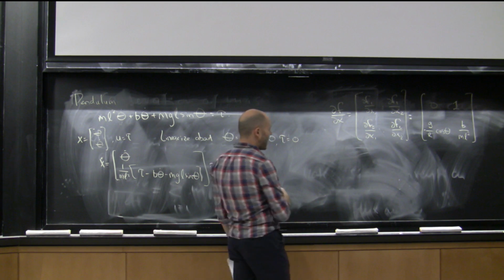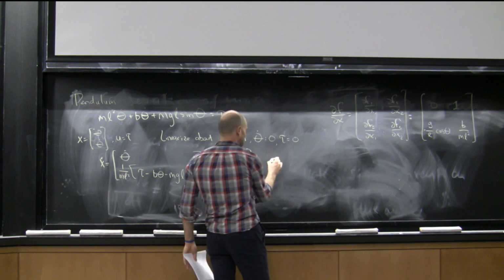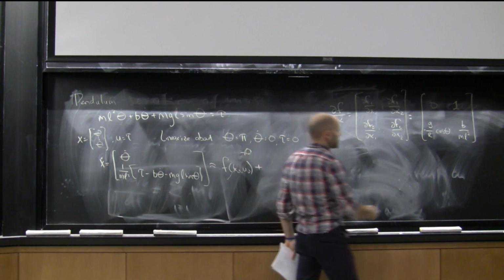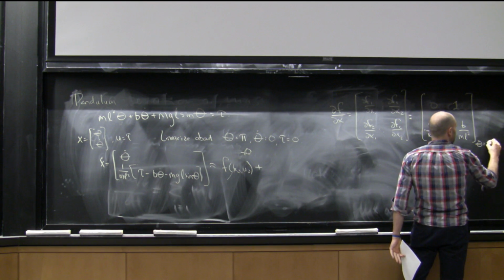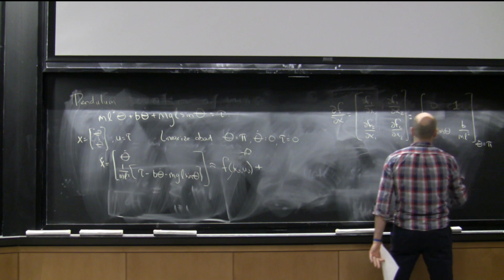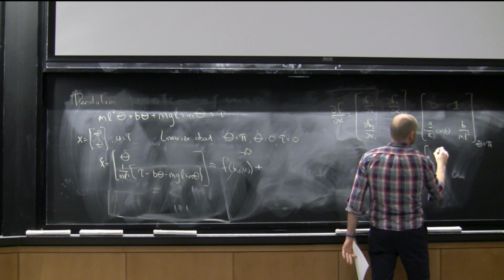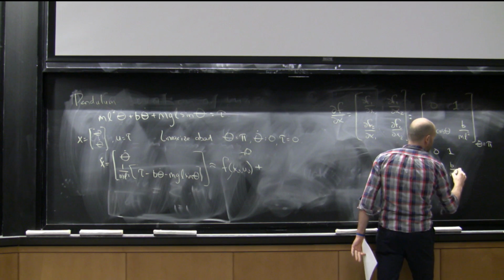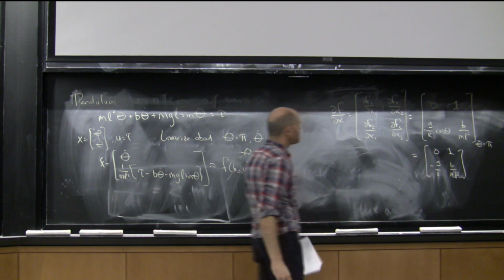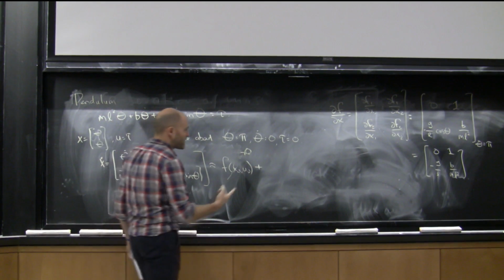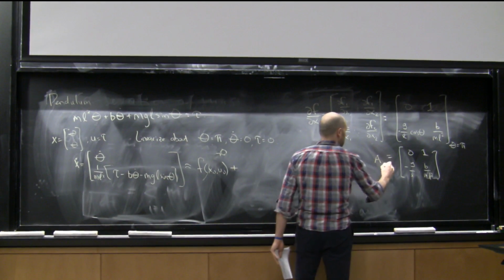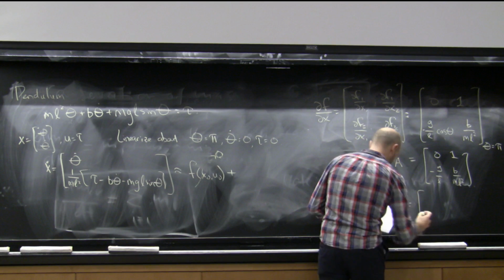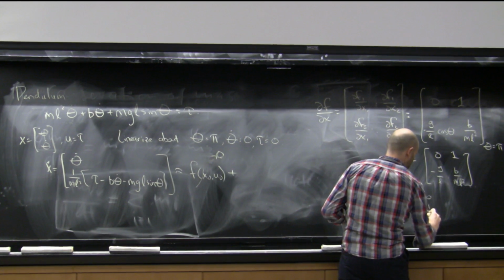I want that evaluated at my point, right? My partial f partial x, evaluated at the nominal point. So that means evaluated at theta equals pi means cosine of theta equals 1. So this thing gives me 0, 1, negative g over l, b over ml squared. That's my A matrix, and my B matrix with the same work comes out to be 0, 1 over ml squared.